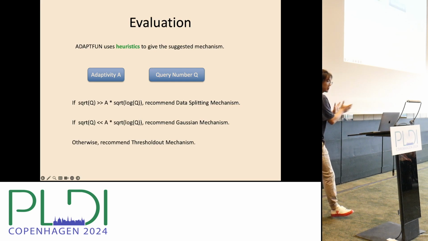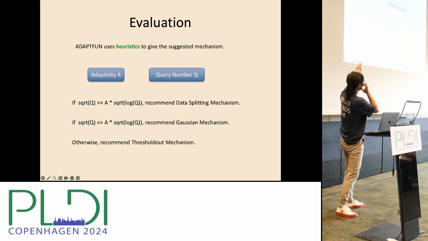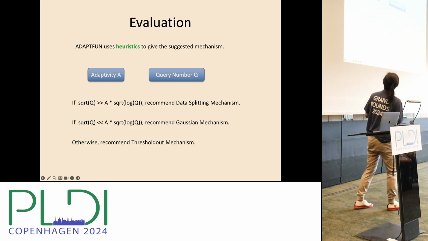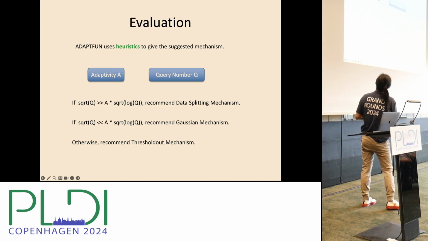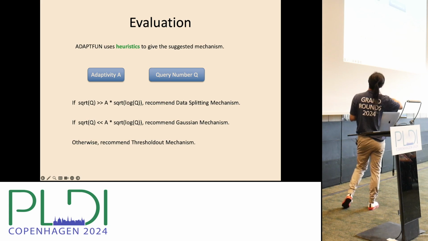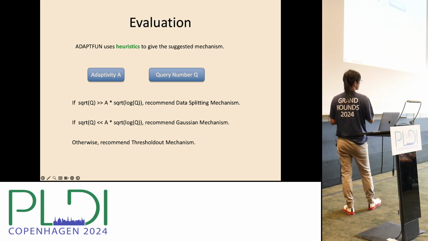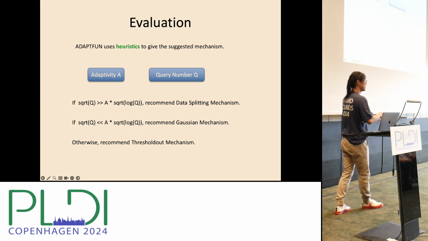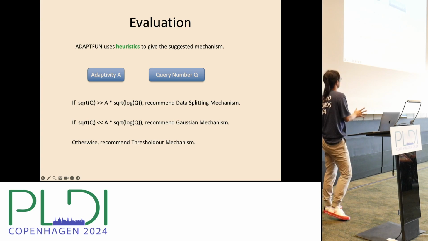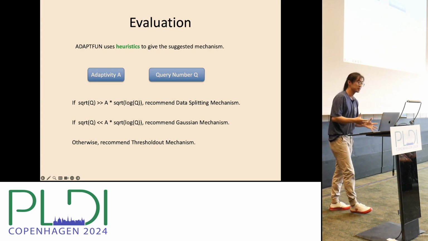Now our last step is we use a heuristic to take what we get from our tools and recommend which mechanism you want to use. If the square root of Q, the query number, is much greater than A times the square root of log Q, we recommend data splitting. In the other direction, we recommend Gaussian mechanisms. Otherwise, we recommend threshold mechanisms.